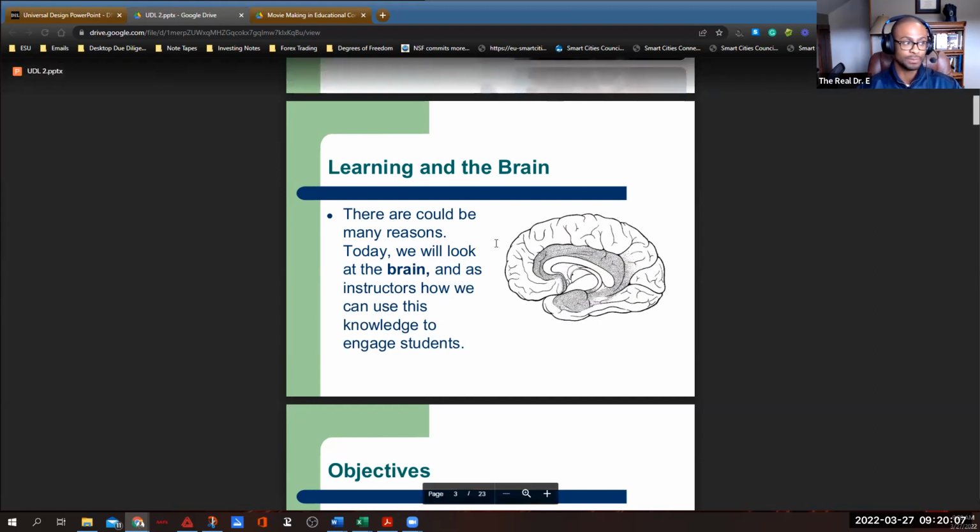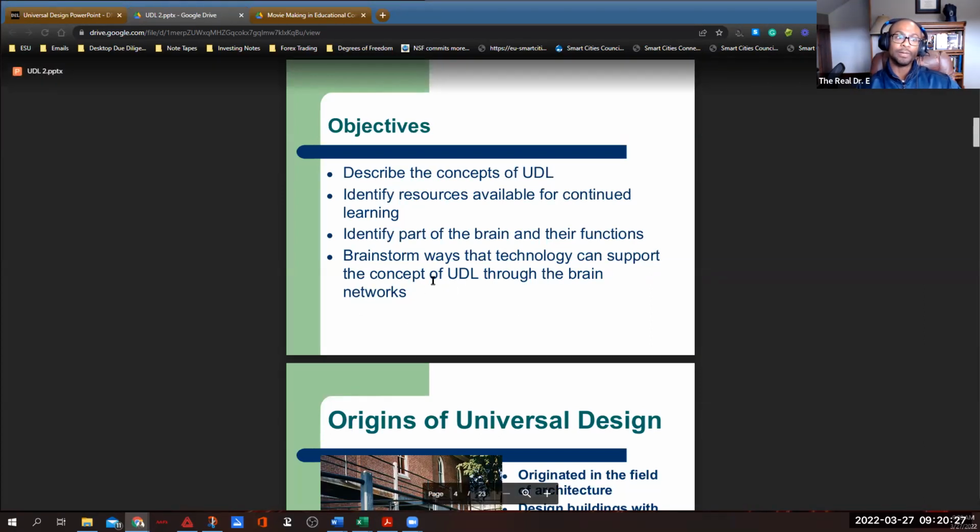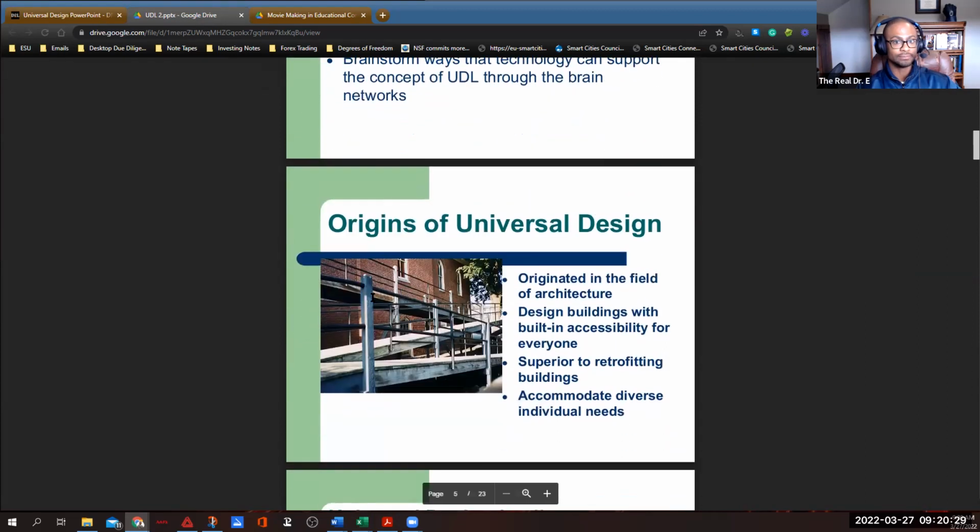And so what we're going to do is break down the brain, a little bit of brain science for you. And that's what universal design for learning is really about. So we're going to describe the concepts of UDL, identify resources available for continued learning, identify parts of the brain and their functions, and brainstorm ways that technology can support what we know about the brain and learning.